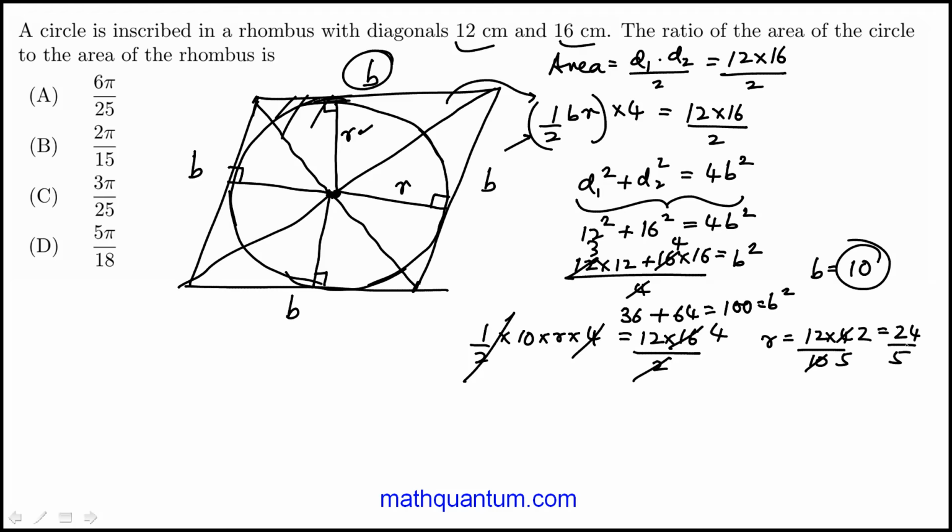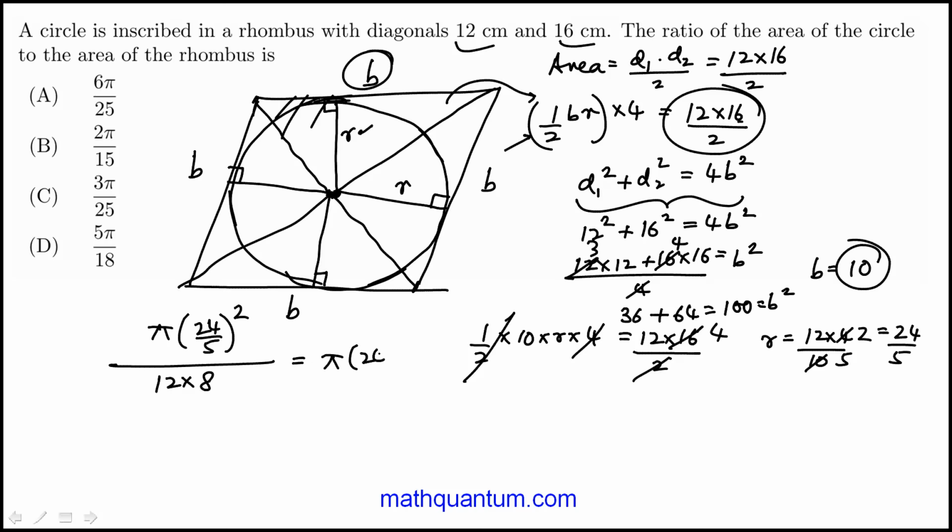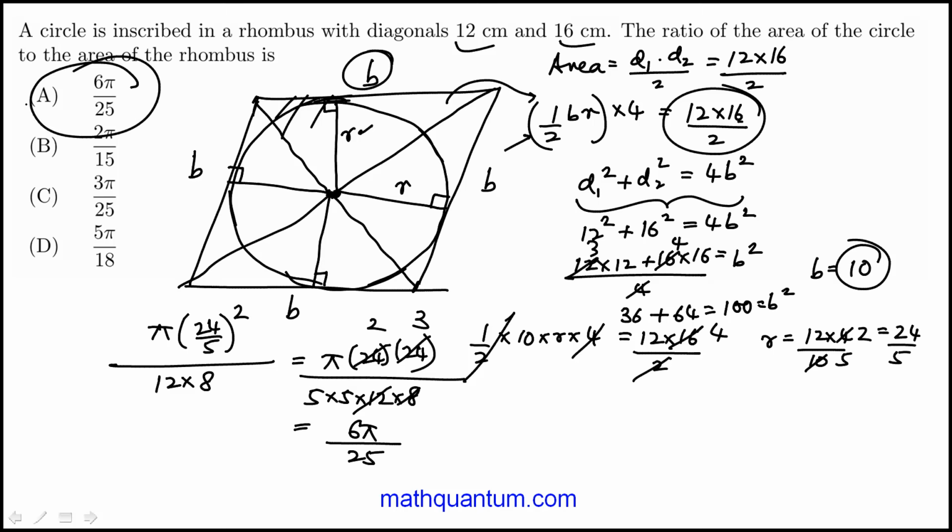The question is the area of the circle, which is pi r squared, 24 over 5 squared, to the area of the rhombus, which is this, 12 times 8. So that becomes pi 24 times 24, 5 times 5, and I will reduce it at this point. 2, 3, so now I get 6 pi in the numerator and 25, which is answer choice A.